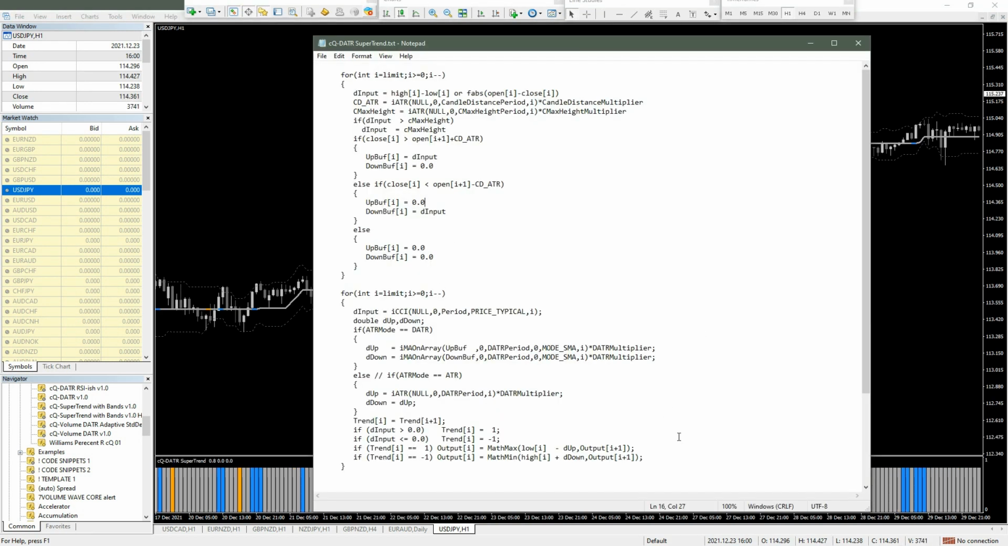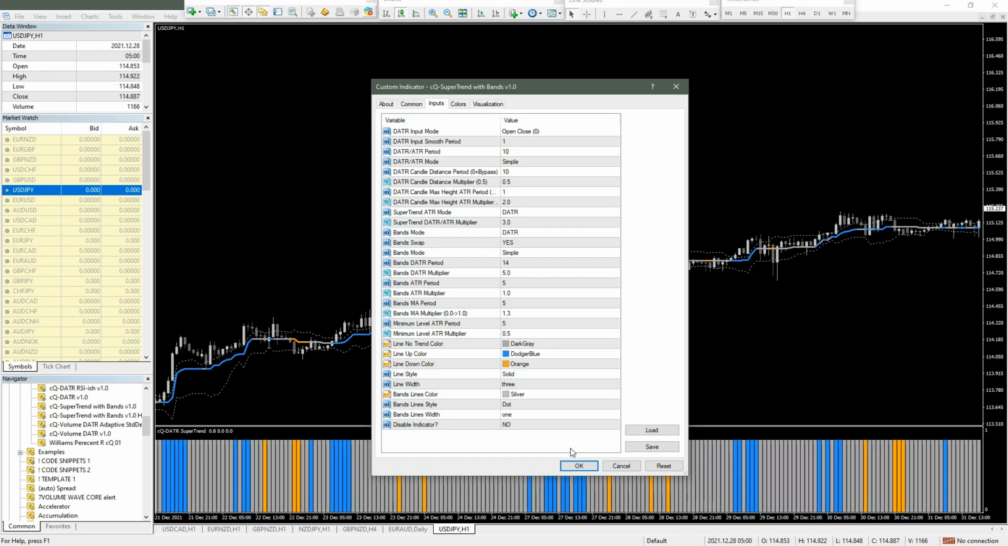This is the code for the indicator. And for the most part, I think that's it. So give it a try.